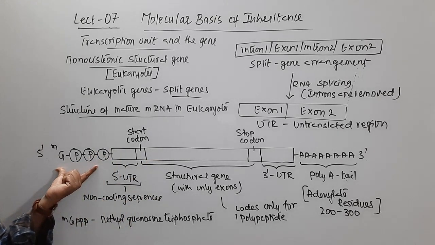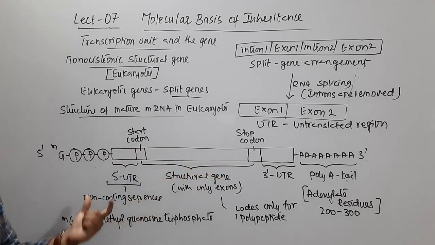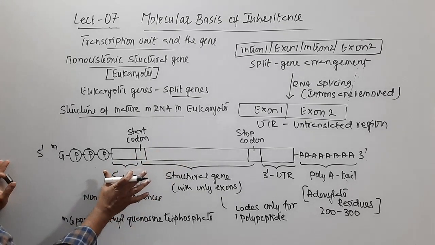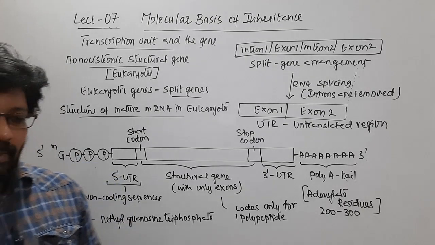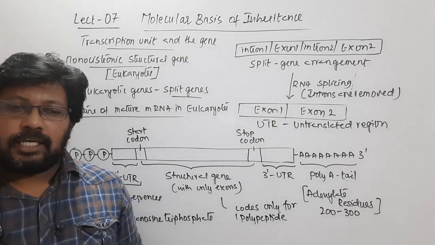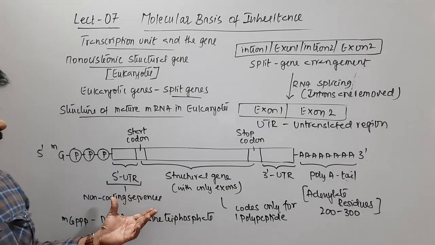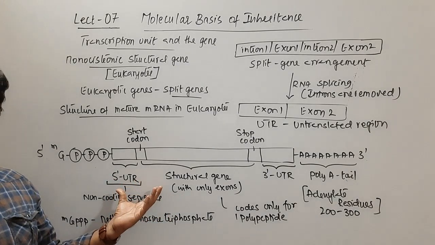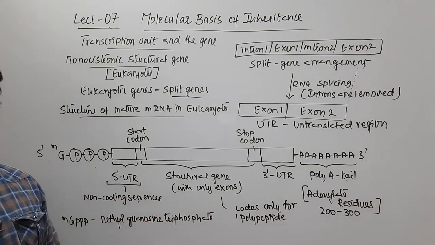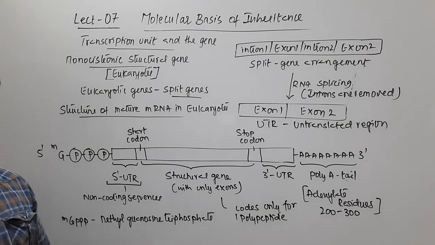So here there are additions like methyl guanosine triphosphate and poly A tail, and there are 5' UTR and 3' UTR regions. These mRNA molecules are synthesized inside the nucleus. We don't find compartmentalization in prokaryotes, so transcription and translation can take place at the same location, whereas in eukaryotes that is not possible. The mRNA is formed inside the nucleus and transported outside to the cytoplasm, where translation takes place.